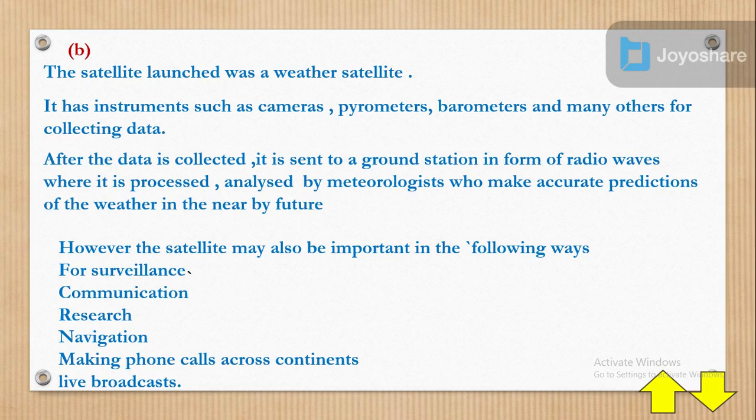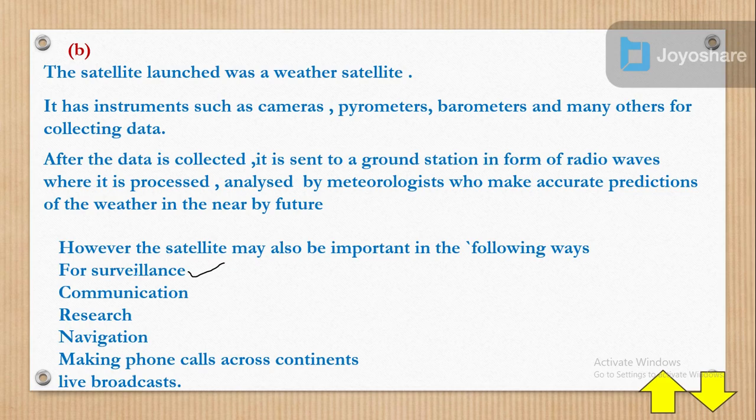So for surveillance, for example, how is America able to detect some of the terrorists? It is able to detect them using the satellite. The satellite can move around. It has good cameras which can zoom.